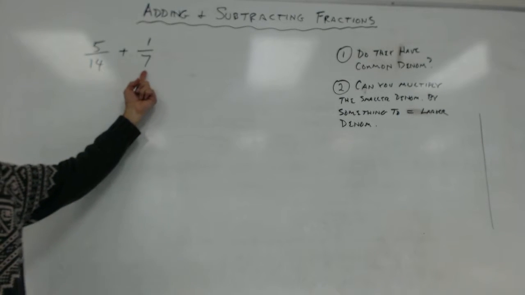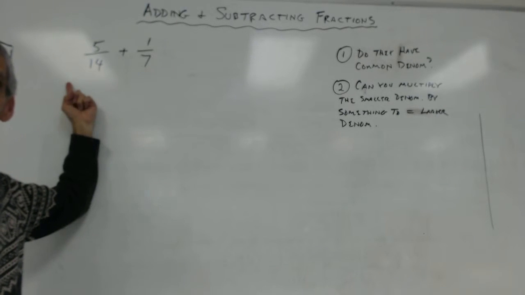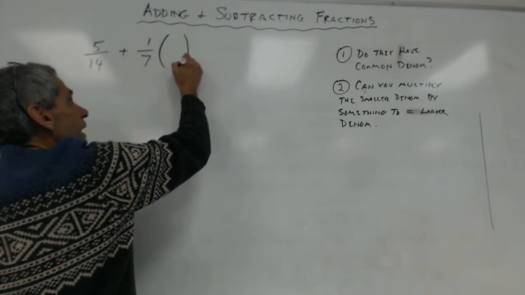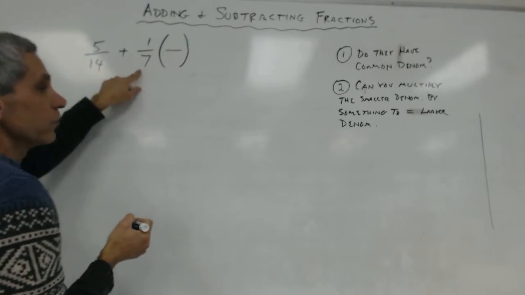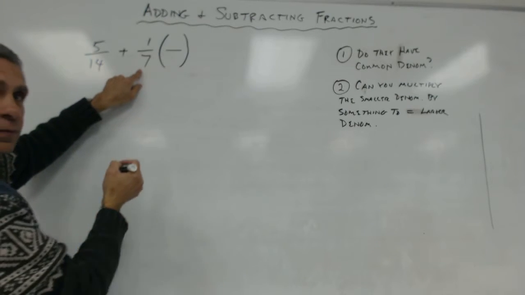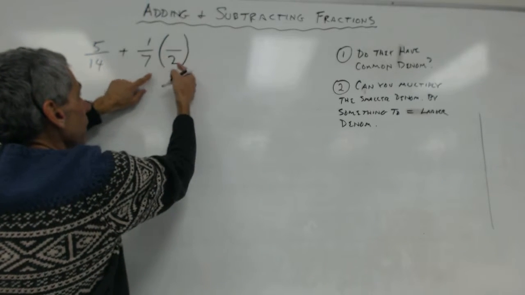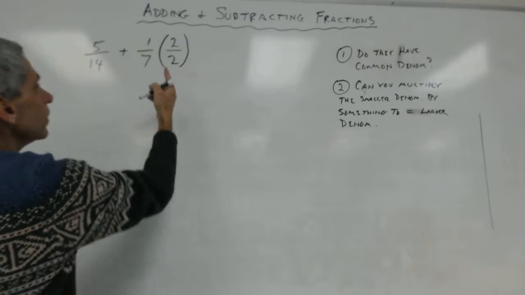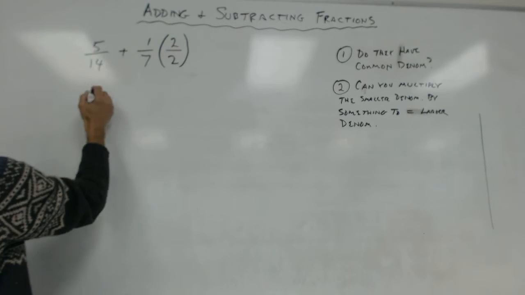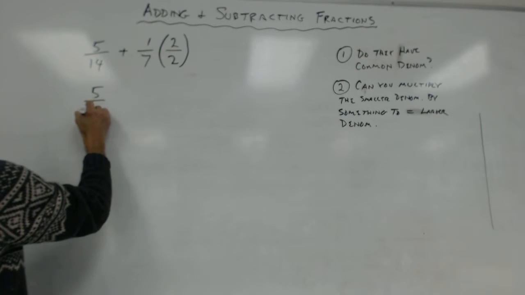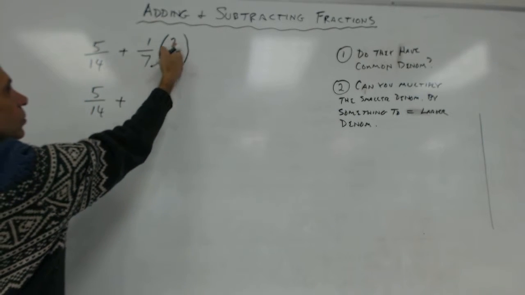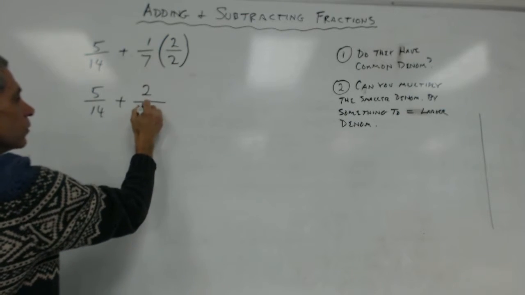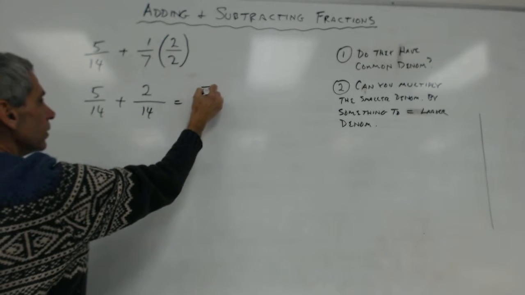Is there a number I can multiply 7 by to turn it into 14? All right, so I'm going to put my parentheses now on the right side with my fraction line. 7 times what again, Cassius? 2. And then if I put a 2 here, I've got to put a 2 here, because there's my weird 1 again. So now I'm going to rewrite this: 5 over 14 plus 2 times 1 is 2, over 2 times 7 is 14. What's my final answer? 7 over 14.